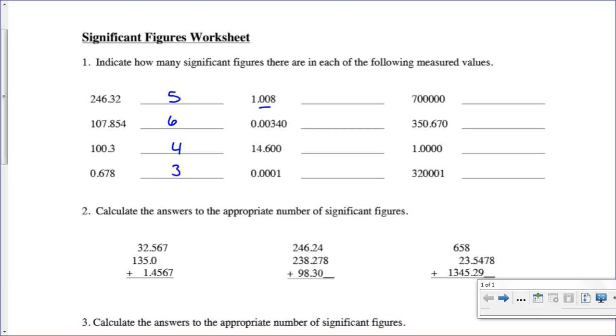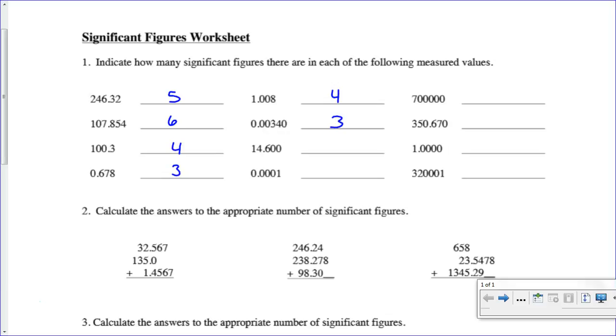1.008, sandwich zeros. All right, so those do count, so there's 4. Next one here, this one's got a couple different kinds of zeros. These are leading. Leading don't count. All right, this one here is a trailing zero. Trailing zero does count in the case that there's a decimal point, and there was a decimal point in this number, so it does count.